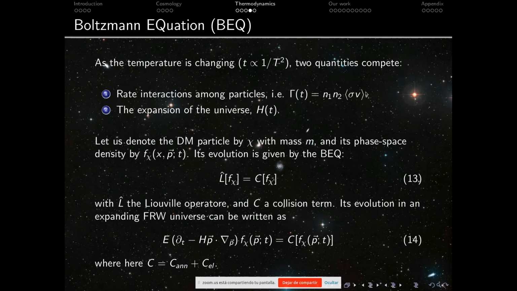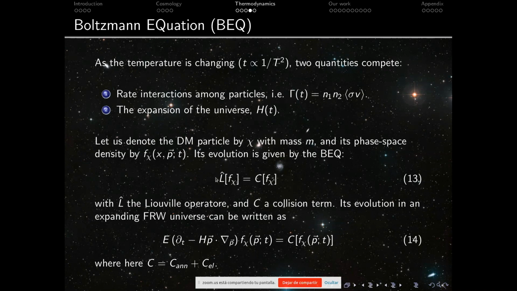Of course, here we are considering some average, because we are considering a thermal bath in the early universe. And at the same time, we have the expansion of the universe. So these two effects enter into one single equation, which is called the Boltzmann equation, which describes the evolution of your distribution function according to some integro-differential equation.